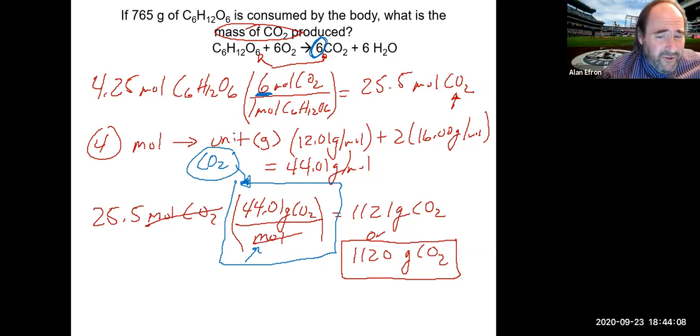I think you shouldn't get that if you just did it all in one step. Here, let me just punch it in if my calculator survives. So we started with 765, and if you did it all in one step, you would have been multiplying by 6 and multiplying by 4401, and then dividing by the 180.2. I still get 1121 when I punch it all in.